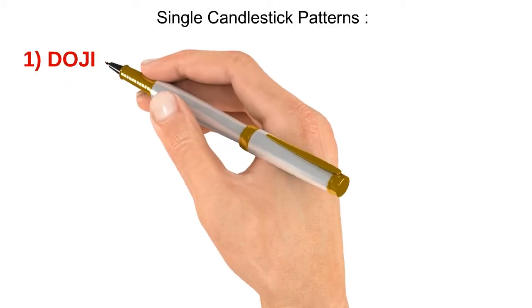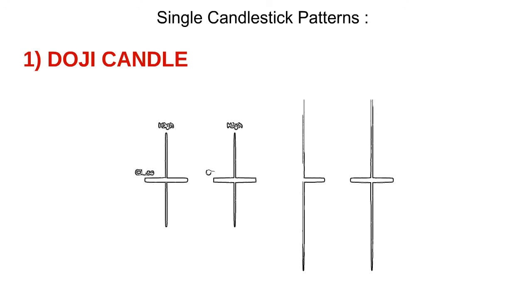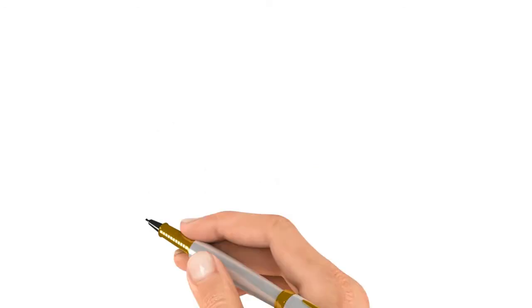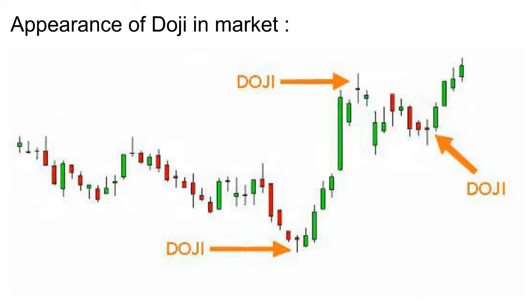First thing is the doji candle. A doji candle does not have a body at all. Open and close are almost equal. This candle indicates indecision in the market. If this candle appears, there is a possibility of trend reversal. And if there is no confirmation, then the trend continues in the same direction as well. So remember, when a doji appears, we should wait for clear confirmation to predict the market trend.